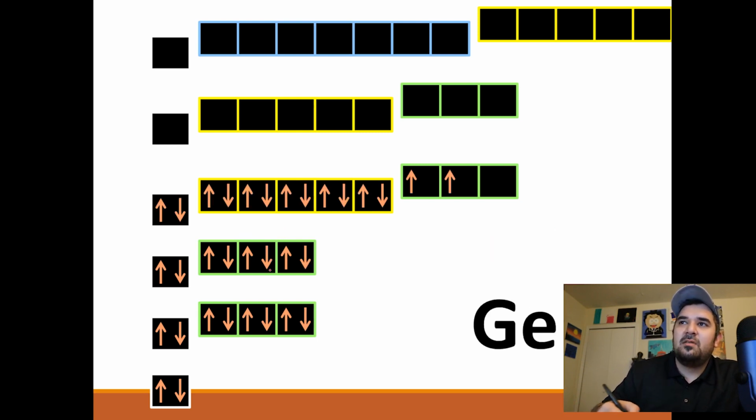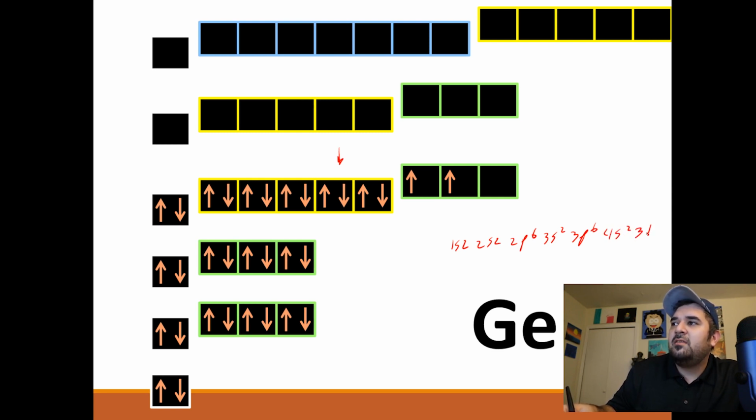All right, so next one, basically the same thing. Here we have our first D block. So this is going to be 1s2, 2s2, 2p6, and then 3s2, and then 3p6, and then 4s2, and then we're going to go down.